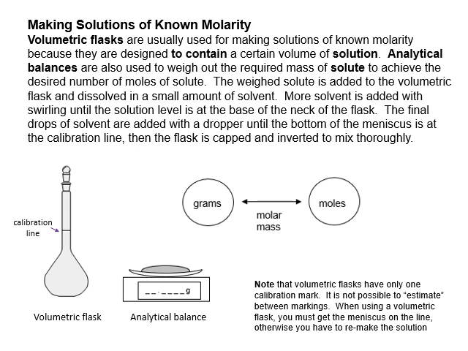Note that volumetric flasks have only one calibration mark. It's not possible to estimate between markings in this case. When using a volumetric flask, you must get the meniscus on the line. Otherwise, you have to remake the solution.